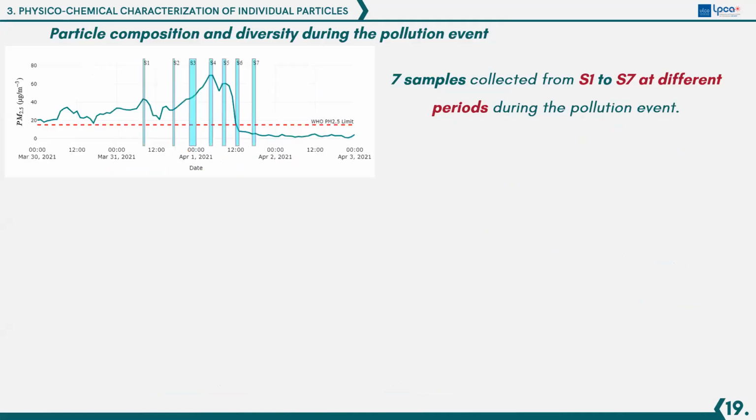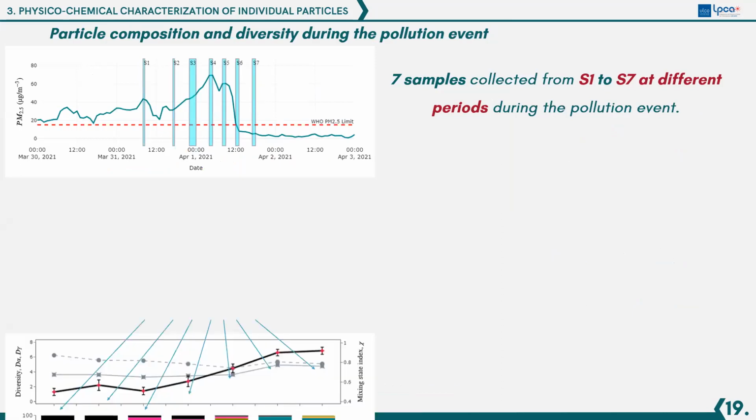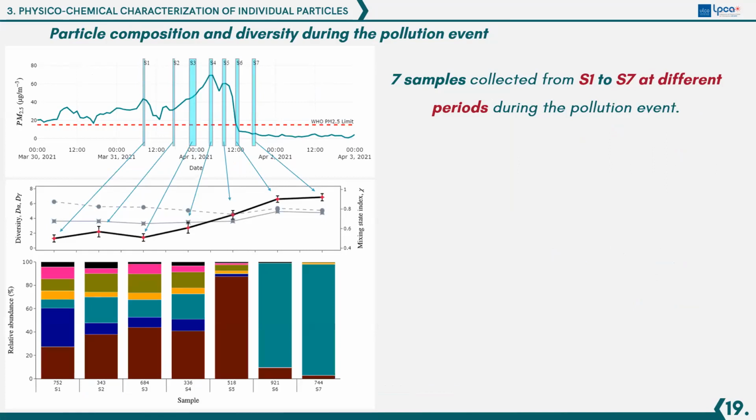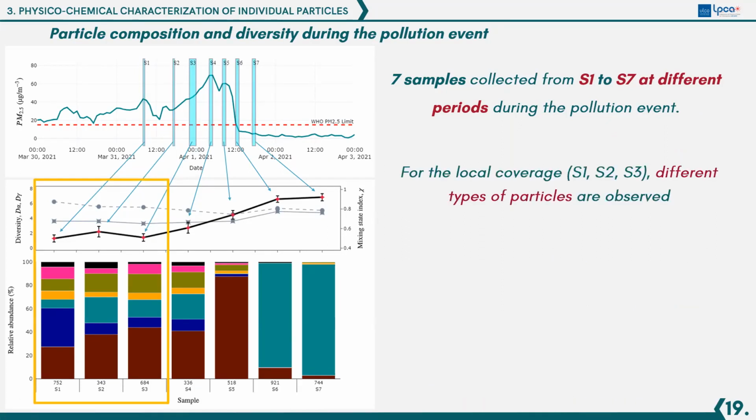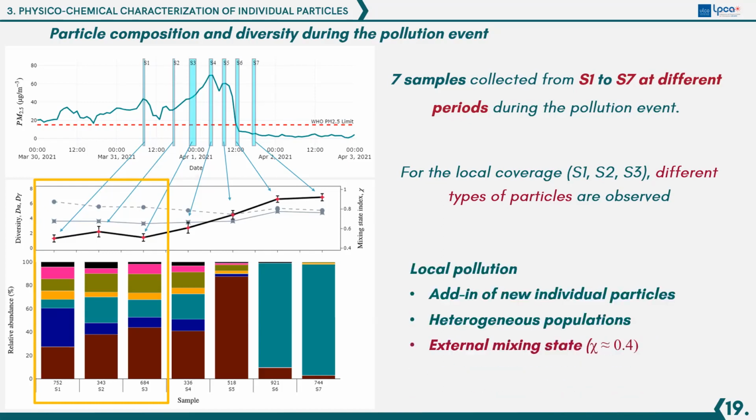During this pollution event, seven samples were collected from S1 to S7 at different periods, as you can see in this figure. The individual particle composition and mixing state is shown in the figure below. What we observe is that for the sample collected during the local event, you have different particle types, and the mixing state is close to 0.4, close to an external mixing. So during the local pollution, you have adding of new individual particles, a more heterogeneous population, and therefore a low mixing state index.